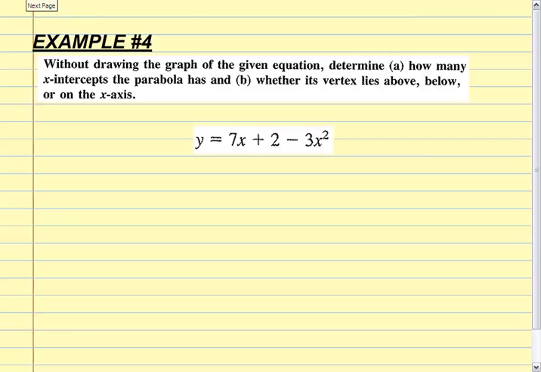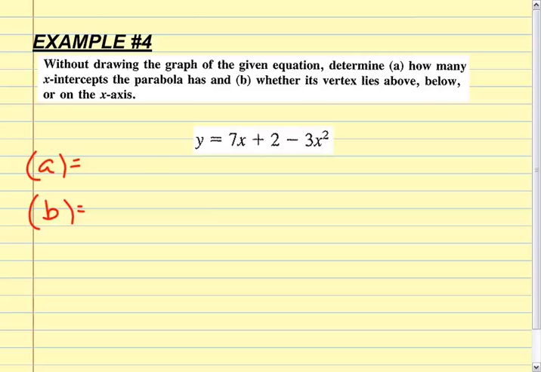All right. Without drawing the graph of the given equation, determine A, I'll put A right here, we'll give our answer, how many x-intercepts the parabola has, and B, whether its vertex lies above, below, or on the x-axis.